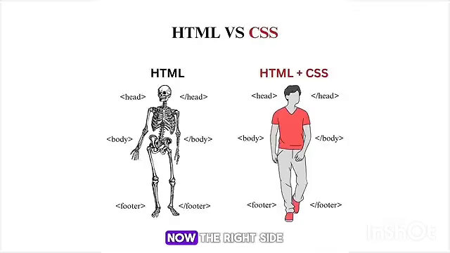Now the right side again, as you can see, the HTML is the one that provides the structure, while CSS enhances its appearance with colors, spacing, fonts, and layouts. However, without HTML, CSS has nothing to style. So HTML always comes first. All right.